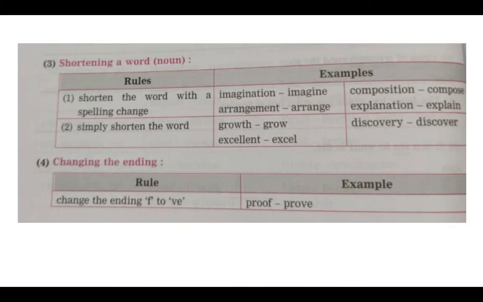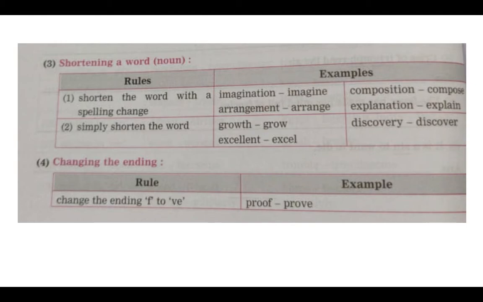Now, shortening of a word also can make it into a verb form. For example, imagination becomes your noun form. But if you want to change it into a verb form, you can put the word to imagine. Understood? Arrangement, addition of ment would make it a noun form. But if you want to make it into a verb form, to arrange. So we are shortening the word. Similar with growth and grow, to grow, excellent and excel.